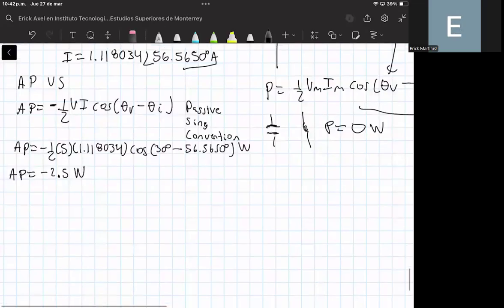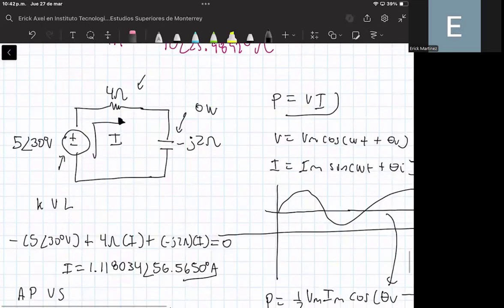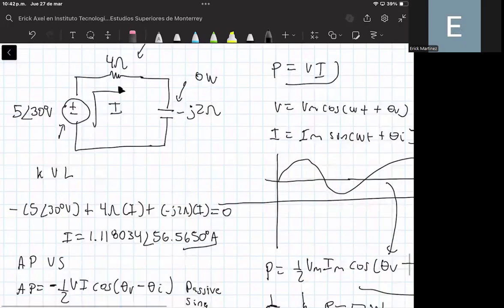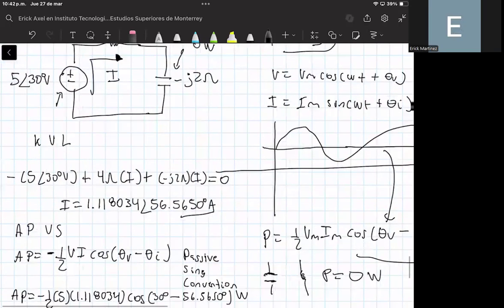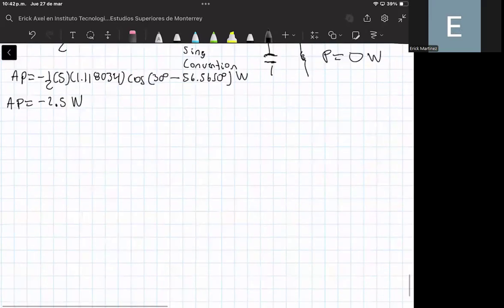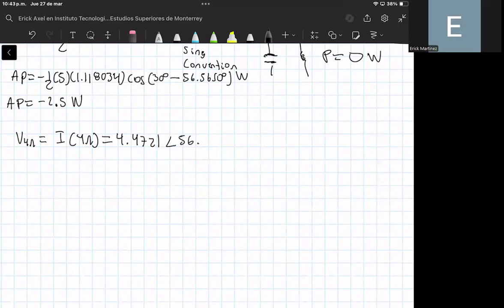Well, we also need to compute the average power of the 4 ohm resistor. We know the current, that is the same for all of the elements, but we need to compute the voltage. The voltage of the 4 ohm resistor is equal to the current I times the 4 ohm resistor, and this is equal to 4.4721 with an angle of 56.5650 degrees volts.